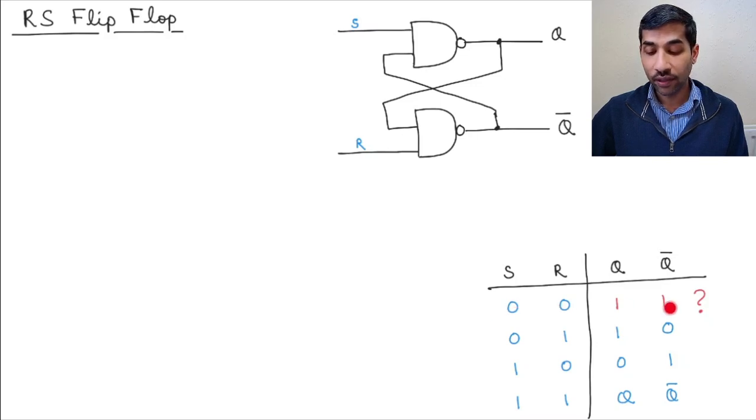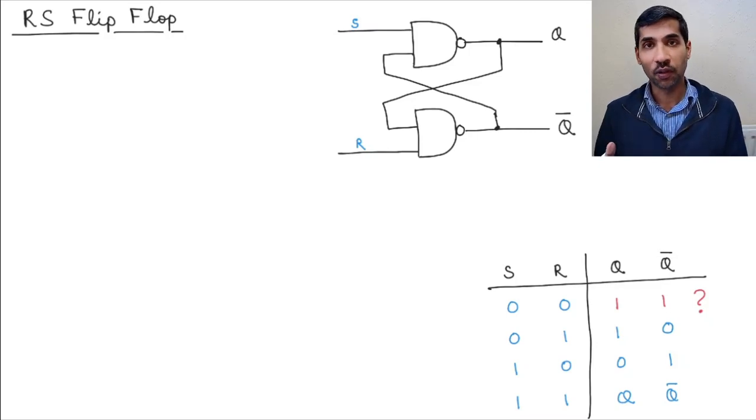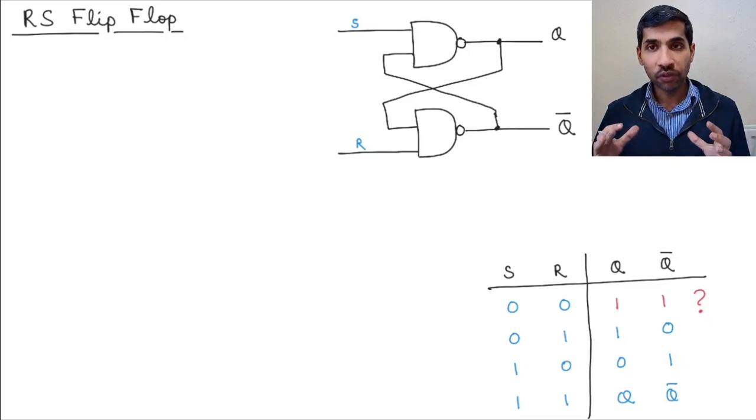In this case, Q and Q bar are 1 1. They are not opposites of each other. So let's call this the not allowed condition. So you are not allowed in this SR latch to give S equal to 0 and R equal to 0. Okay, so let's use this SR latch to build what is called an RS flip-flop.